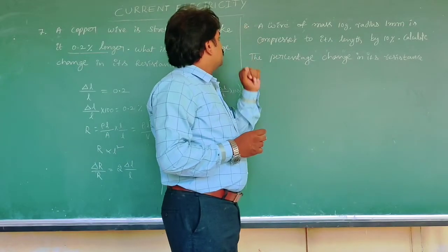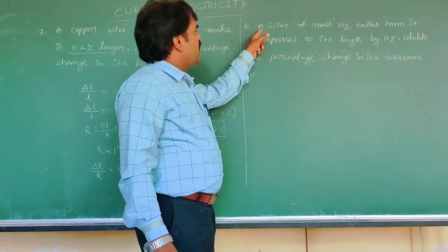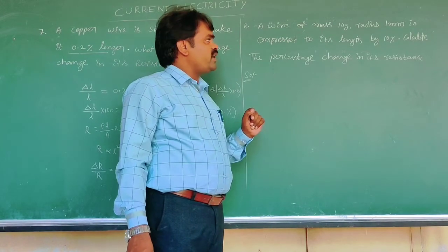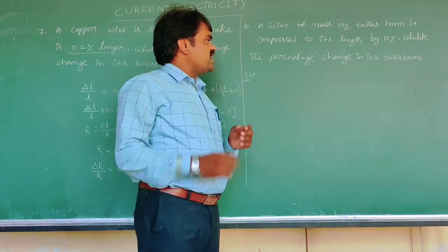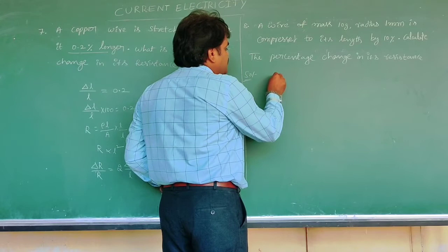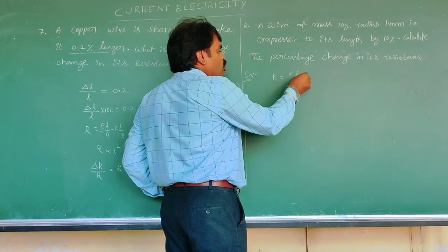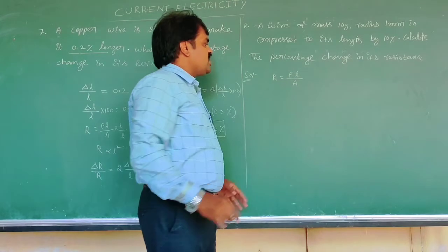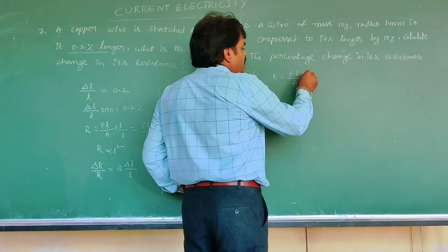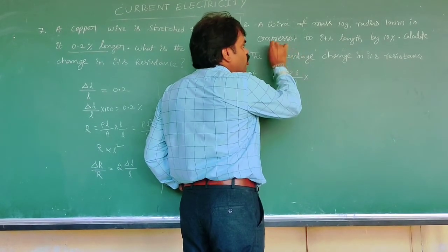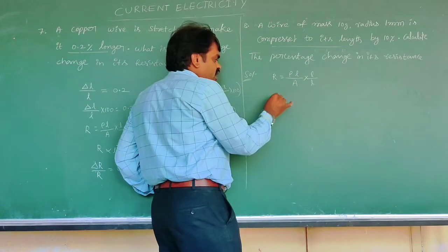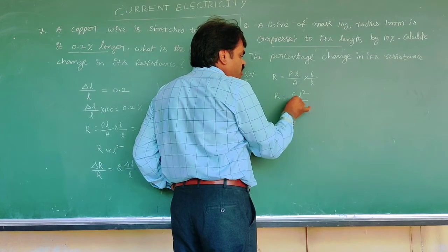Now going to the 8th one. A wire of mass 10 grams and radius 1 mm is compressed in its length by 10%. Calculate the percentage change in its resistance. Now you see that resistance R is equal to, we know the formula, rho L by A, resistivity times length by area of cross section of the conductor. But here only the length is compressed, so only L is operated. That is R is equal to rho L square by V.